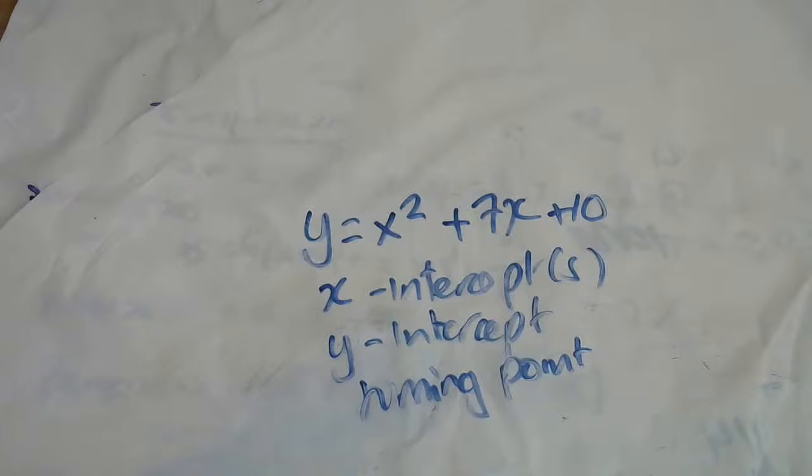Let's see what we got. 10 is the y-intercept, correct. 10 is indeed the y-intercept. -2 and -5 are the x-intercepts, perfect. So far, so good. What's the shape of it? Is it a U shape or an N shape?